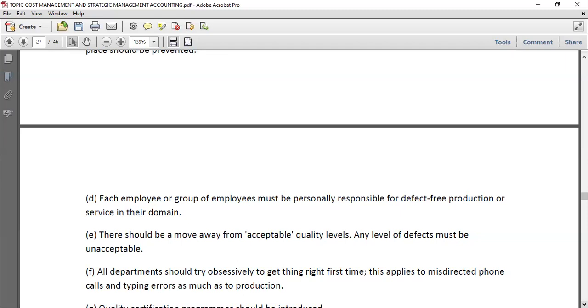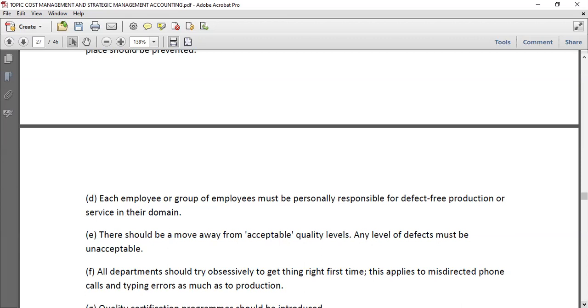So employees must be personally liable for any defects, okay? So it means that employees should also be responsible to produce quality products, okay? We should also move away from the acceptable quality levels, okay? Where we say that any level, or it's not about saying this bottle just has a small damage so it can pass. Total quality management is saying we should make sure that any defect is unacceptable.